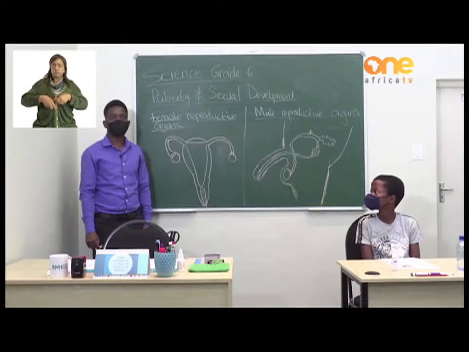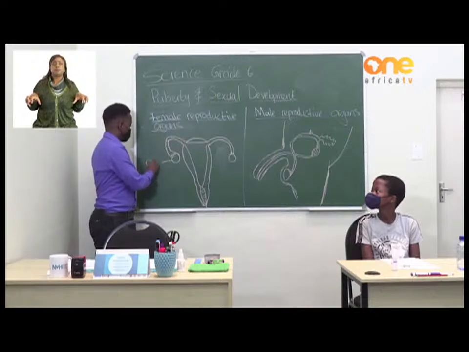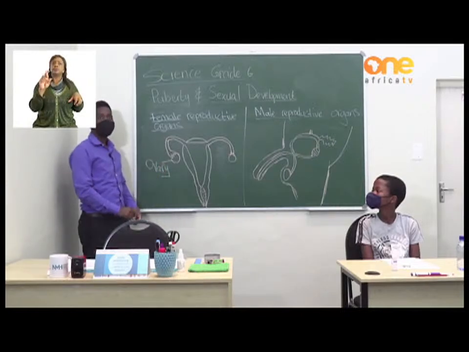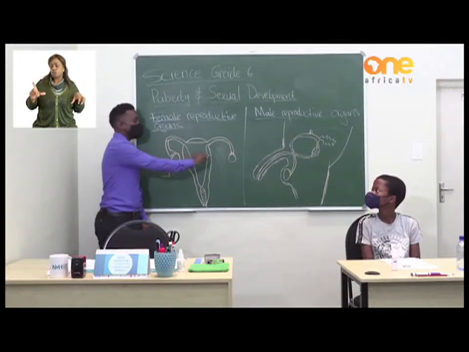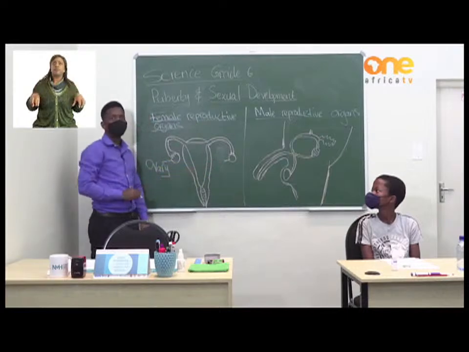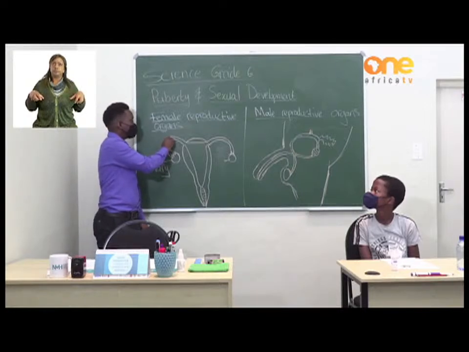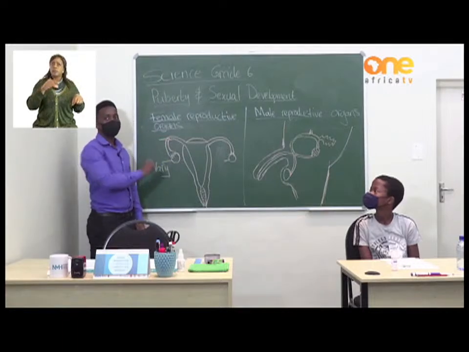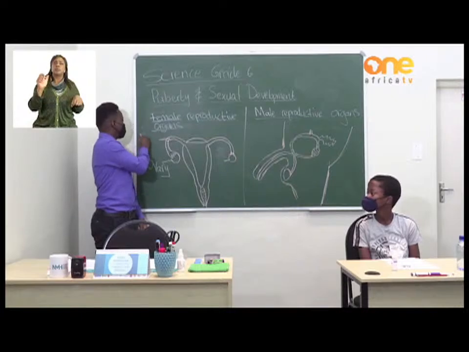The first one that we have on my left here is the ovary. Now, the ovary is a structure that is both on the left side and also on the right side. That is the ovary. Then from the ovary, we have another structure, which is right here. It is actually a tube that is coming from the ovaries, and it goes all the way to another structure. This structure is known as the fallopian tube.